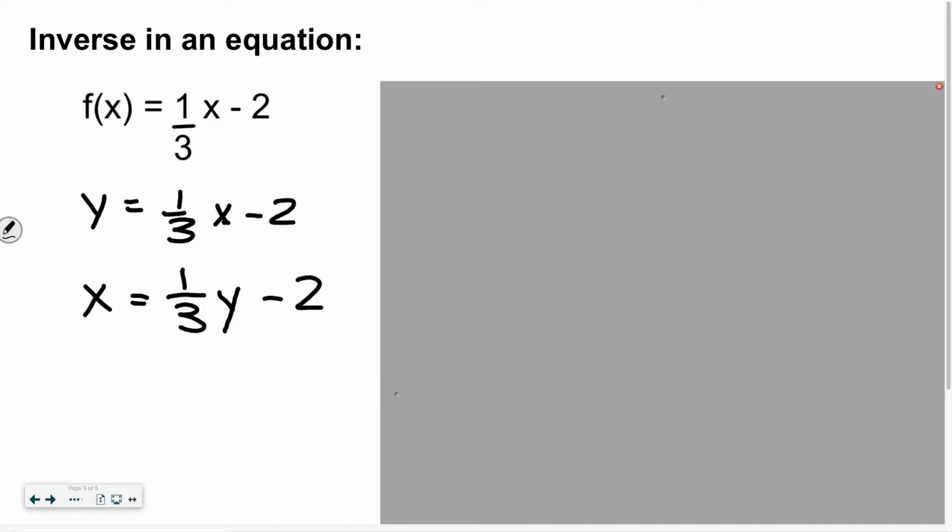Okay, well, we don't want to just leave our answer like that. We want to go ahead and solve for y. So can you tell me the 2 steps I'm going to need to do to solve for y in this equation? Add 2, multiply by 3. So let's do that. We're going to get x plus 2 equals 1/3 y.